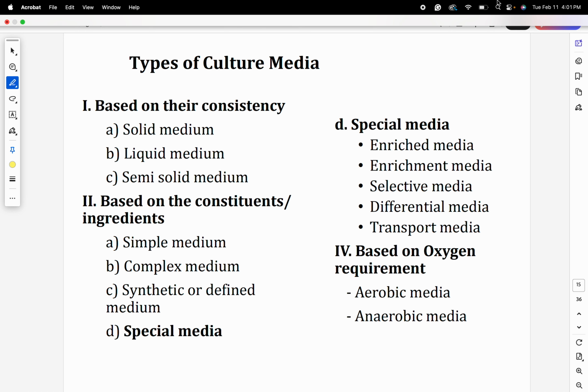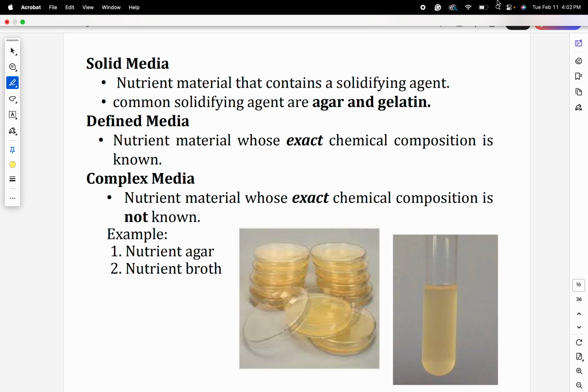and some special media which allow us to carry out special tasks like enrichment, selection, differentiation, and in the case of other fields like clinical microbiology, some special media are designed as transport media. And then based on oxygen requirement, our media could be aerobic or anaerobic. Okay. Some examples, more about solid media. The solidifying agents of solid media vary. There is agar and gelatin as examples of solidifying agents.